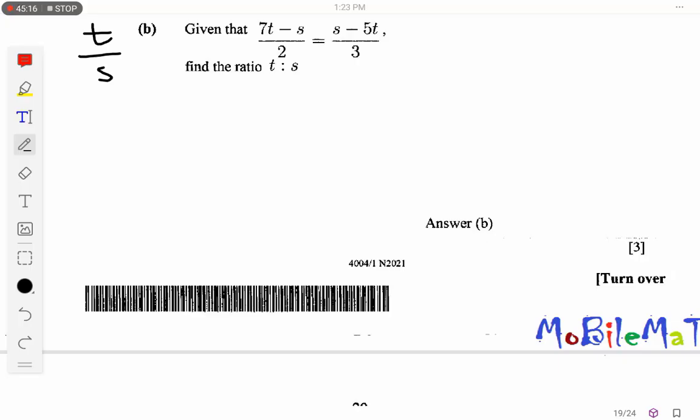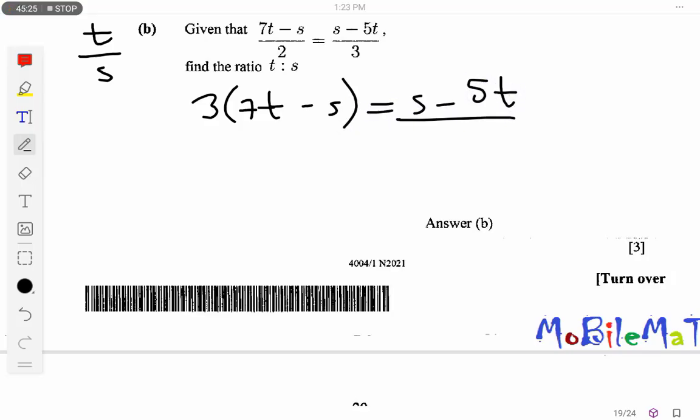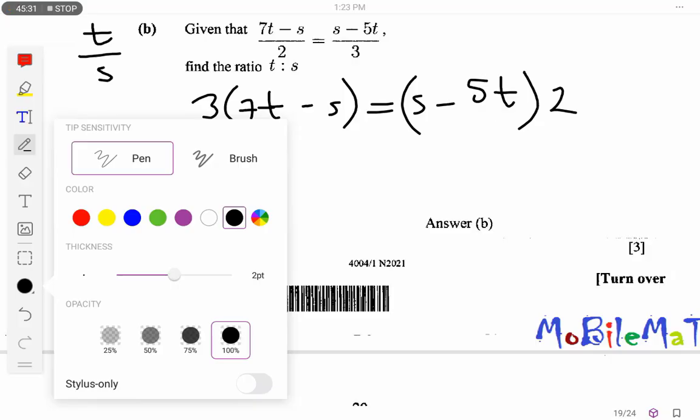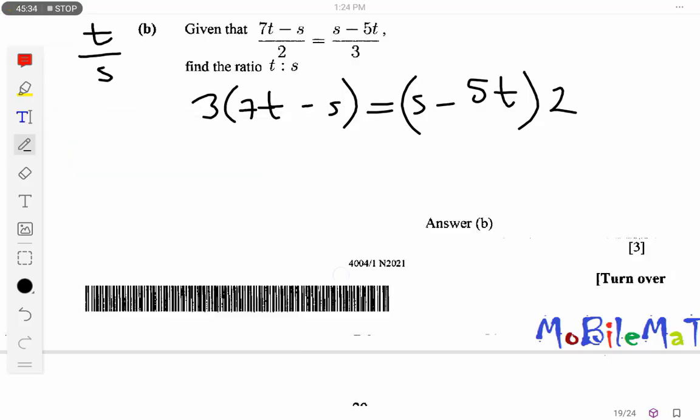If we do that, we are going to get 3 times (7t minus s) is equal to (s minus 5t) over, we are multiplying here again by a 2. So when I multiply there, I'm going to get 7 times 3, that's 21t, minus 3s, is equal to 2 times s, that's 2s here, minus 10t.